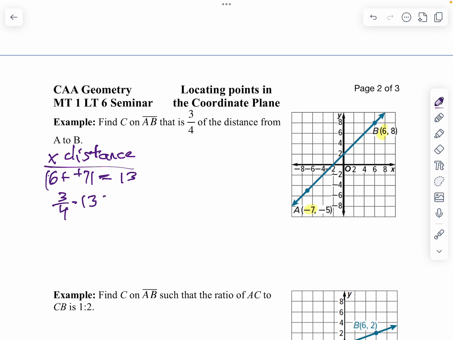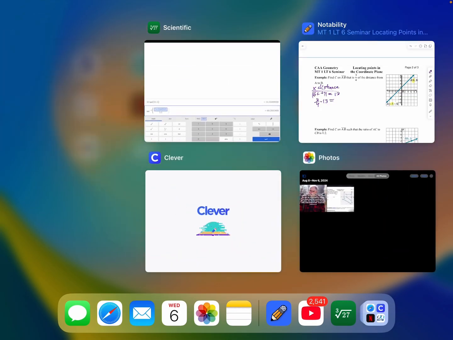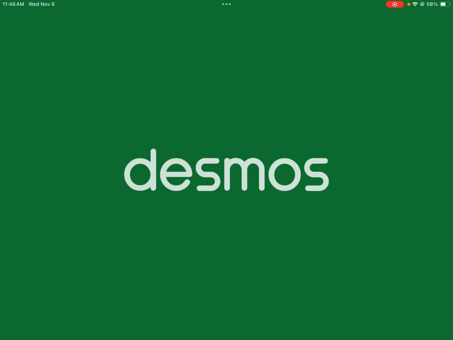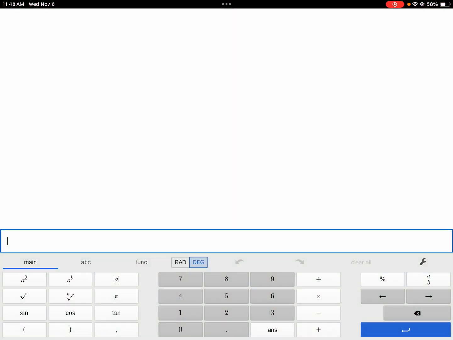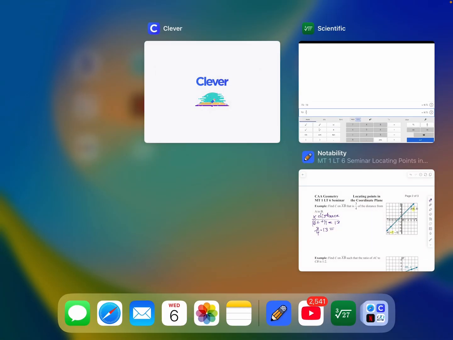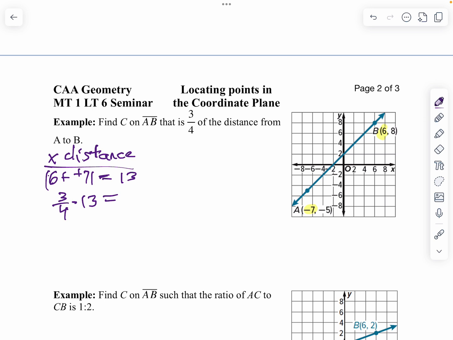And it's fine to do decimal because we're doing distance really. So I'm going to take 3/4 of 13. So 3/4 is 0.75 times 13. I could have taken 13 times 3 and divided by 4. Notice you get the same answer. So my distance is 9.75.